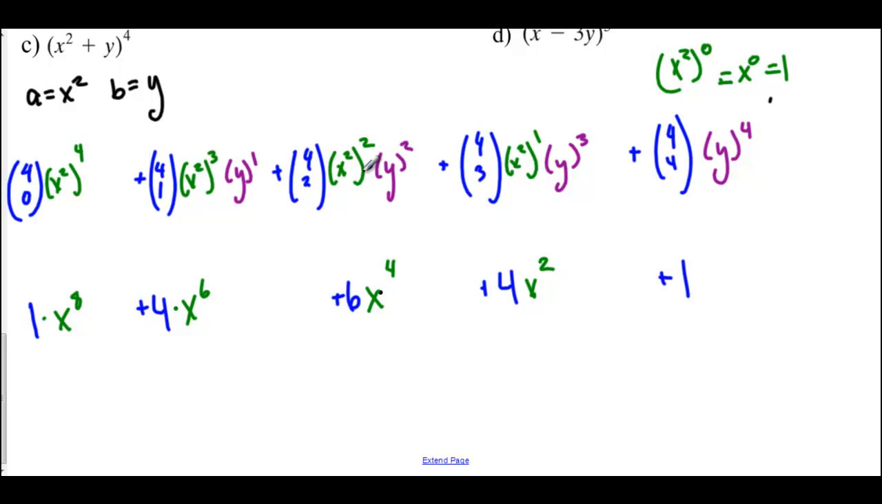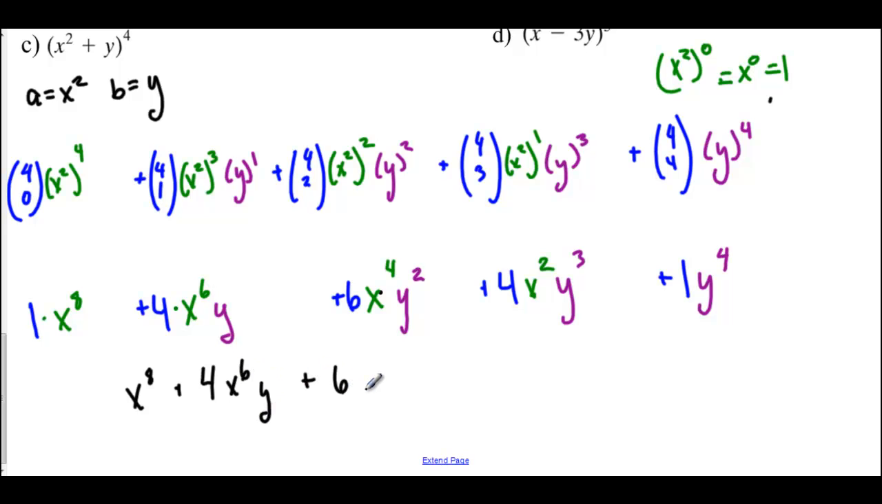And then we're going to go through and put in our y's. So we're going to have y squared, y cubed, and y to the 4th. And then once we're here, it's really easy. We're just going to rewrite it and leave out those 1 coefficients. So we're going to end up with x to the 8 plus 4x to the 6th y plus 6x to the 4th y squared plus 4x squared y cubed plus y to the 4th.